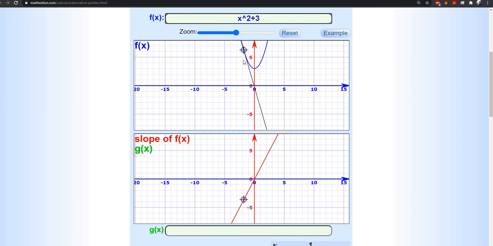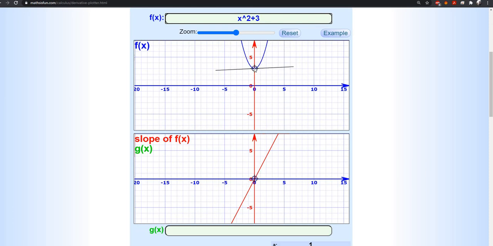Our original function f of x shifts upward in the y direction by 3. But take a look at our derivative function. It doesn't move at all. It stays exactly the same. That's because the slopes of these tangent lines are completely independent of where that vertex lies. They're completely independent of how far up and how far down this function is shifted.